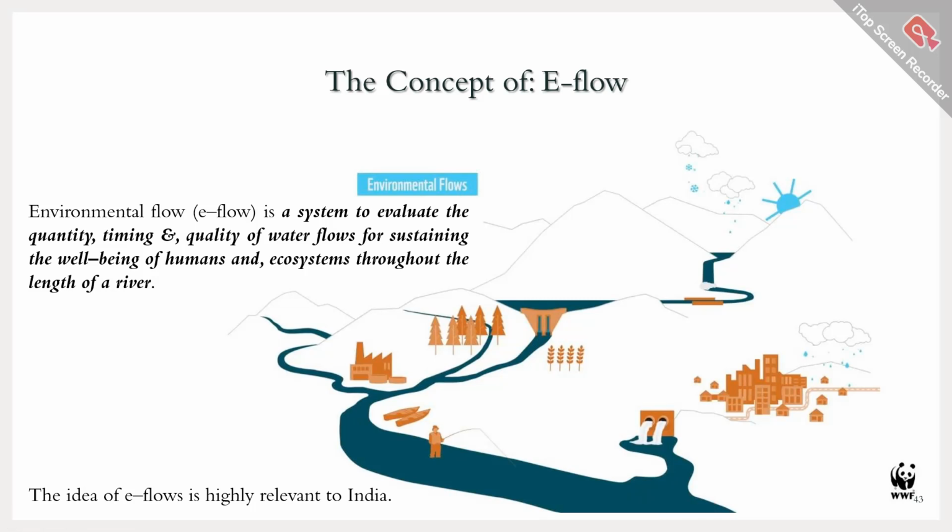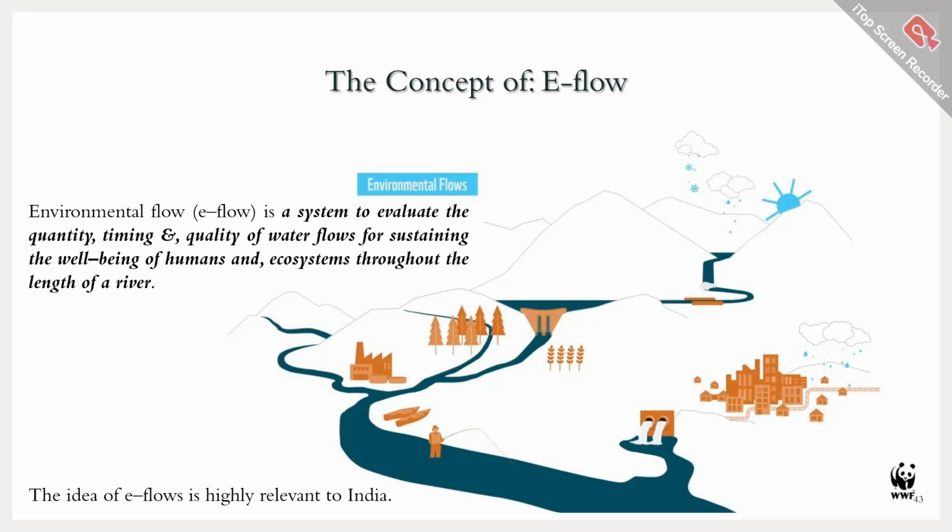Okay, so that people living on the bank of the river, at each and every point throughout the flow of the river, can get the benefit of using the river water. And also the aquatic life present inside the river should not get harmed. This is the idea of the e-flow.